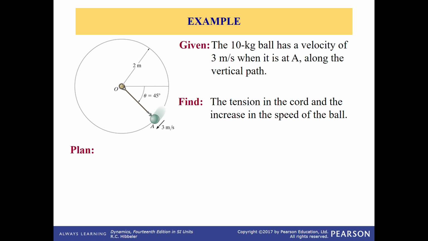Okay, let's take a look at this example. Given here, the 10 kilogram ball has a velocity of 3 meters per second when it is at A along the vertical path. This is my ball, this is position A, and it is traveling at 3 meters per second. You need to find the tension in the cord and the increase in the speed of the ball. The ball is attached to a cord here, so this is the center, and it is traveling along a curved path.